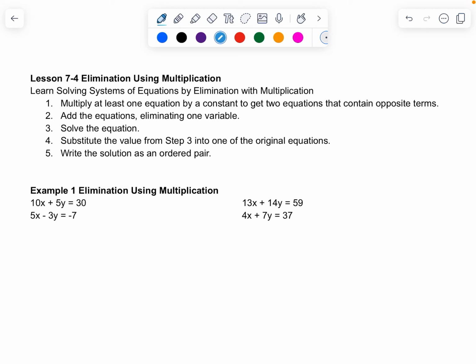We talked about eliminating before when either the coefficients of x or the coefficients of y were either the same or opposites of each other. Now, we're going to have to make them opposites of each other. So, the very first step is going to be multiplying at least one of the equations by a constant to get two equations that contain opposite terms.